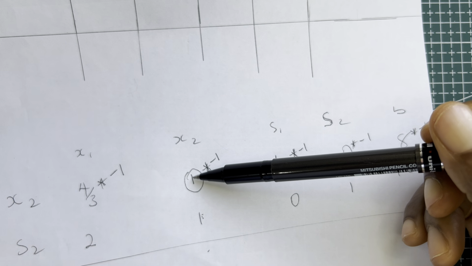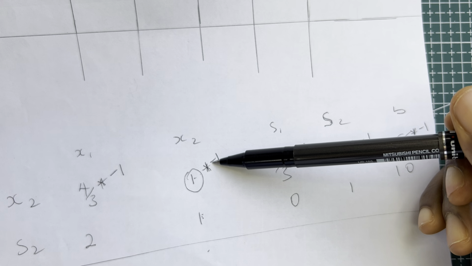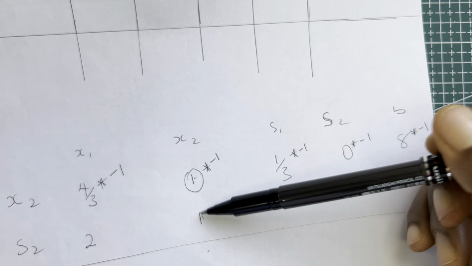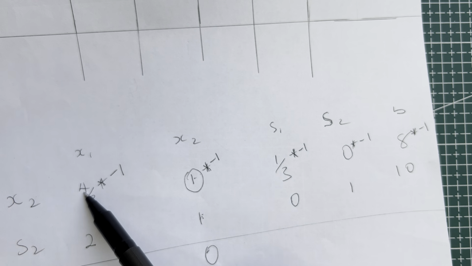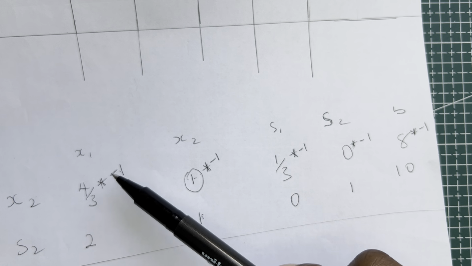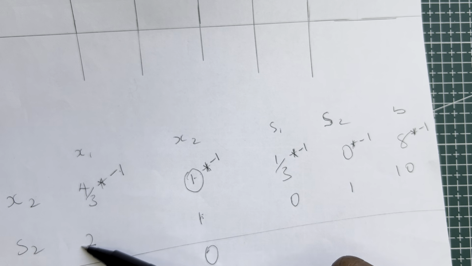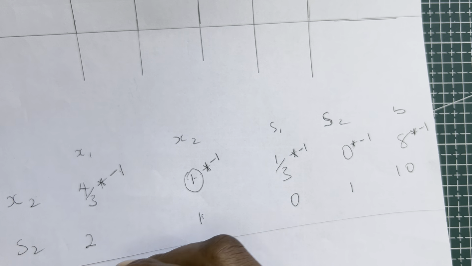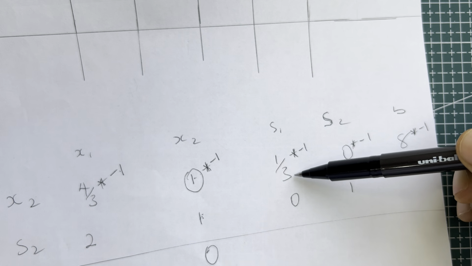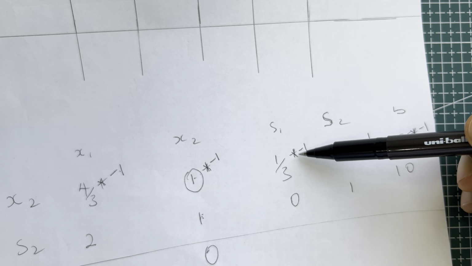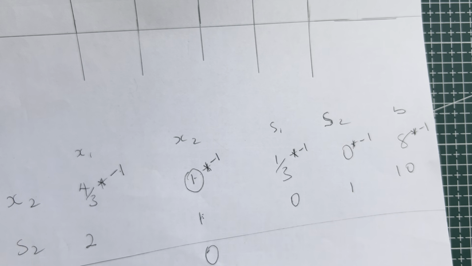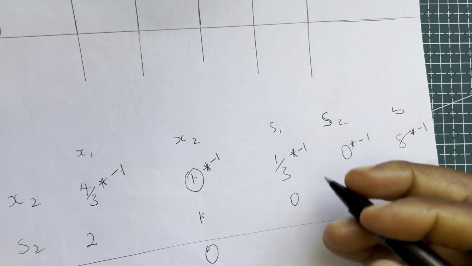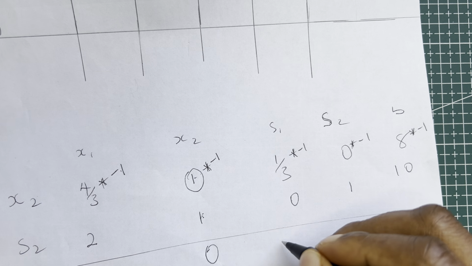So we have here 1 times minus 1 minus 1. Minus 1 plus 1 will give us 0. For here, we have 4 over 3 times minus 1, which will give us minus 4 over 3. Minus 4 over 3 plus 2, which will give us 2 all over 3. So we have here 1 over 3 times minus 1, which will give us minus 1 over 3. Minus 1 over 3 plus 0, which will give us minus 1 over 3.